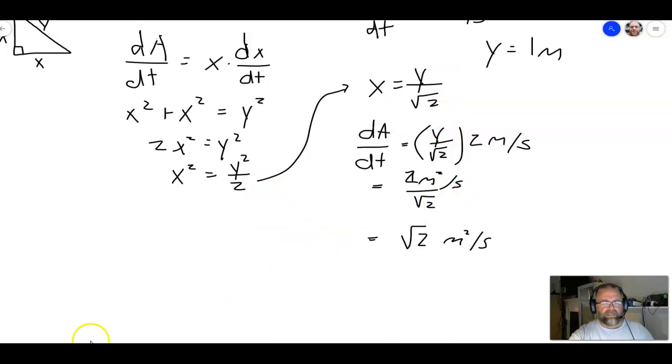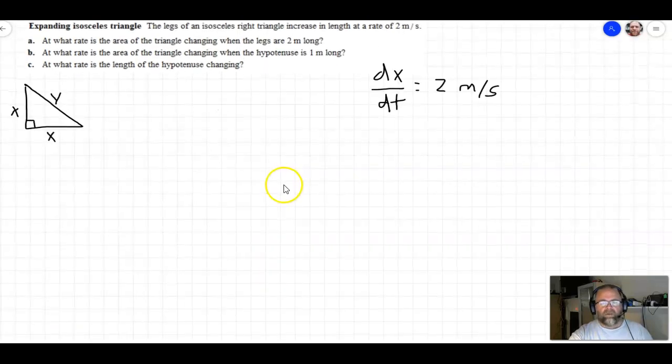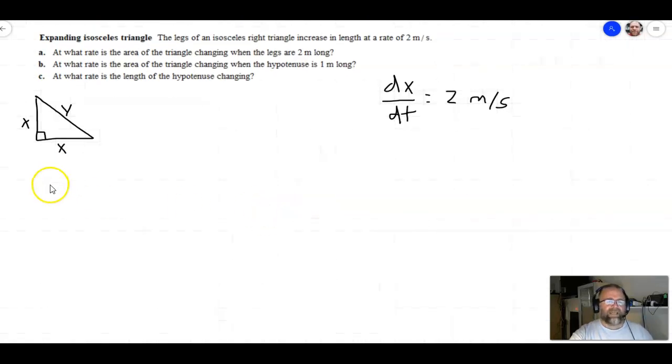All right, let's take a look at C here. Going back, it says, at what rate is the length of the hypotenuse changing? So what do we know? We know the rate of change of the legs, and we're trying to find the rate of change of the hypotenuse. We don't have area anywhere in this, so we can't use an area formula. So we want to find something that just relates the legs to the hypotenuse, and that's going to be easy.